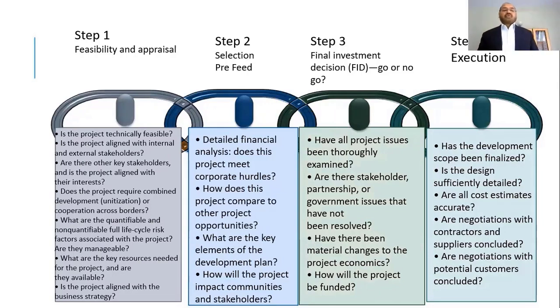Then in the pre-feed, they check whether the project meets the corporate hurdles, which we have discussed, the IRR and other factors as well. Then the project is compared to other opportunities, and the shortcomings can be met here. What are the key elements of the development plan, and how will the project impact communities and stakeholders is very important. And then step two can move on to step three.